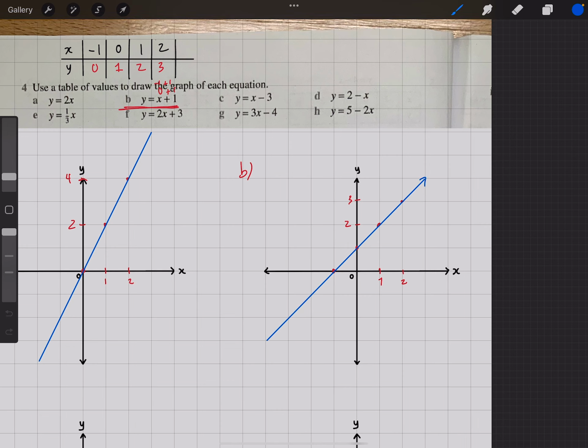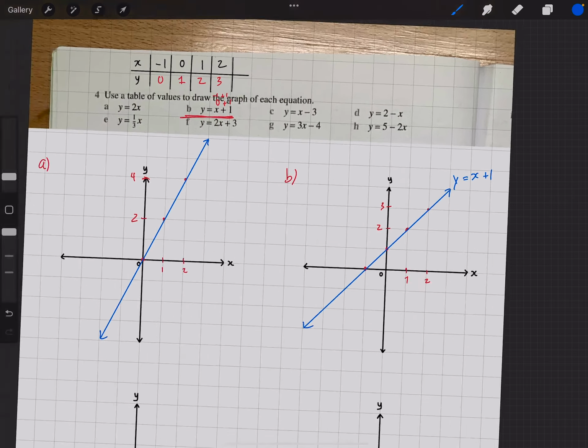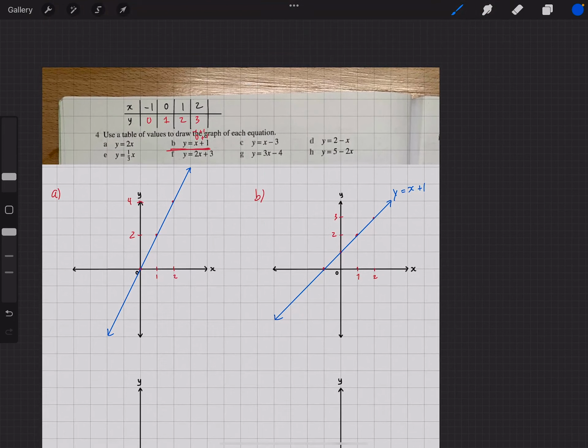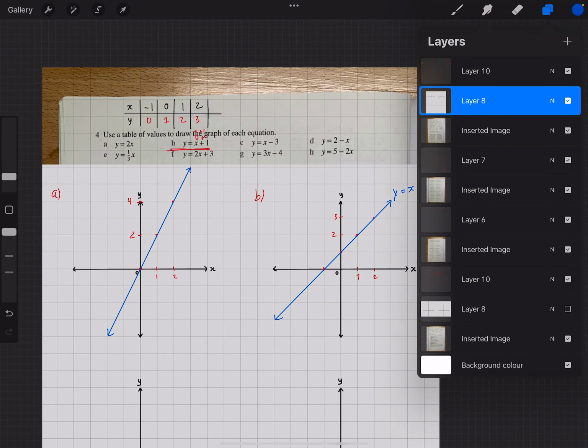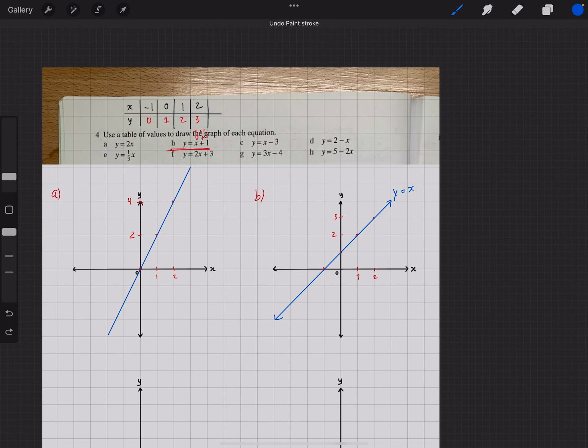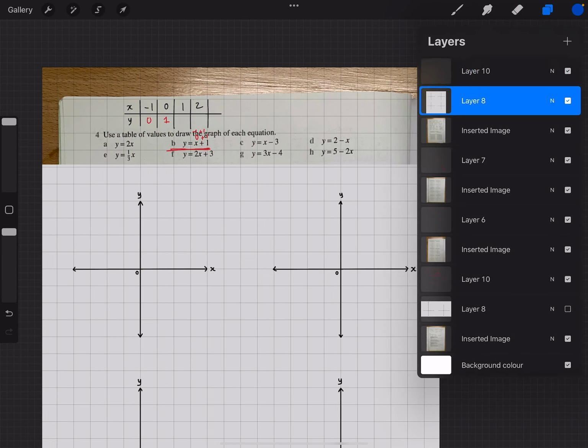There we go, all done. There's your graph. Y is equal to x plus 1. Alright, next one. I'm going to rub this stuff out. Whoops. Okay. Did I write this? What is this? Oops. Okay.